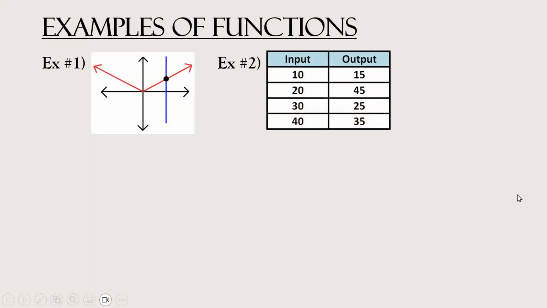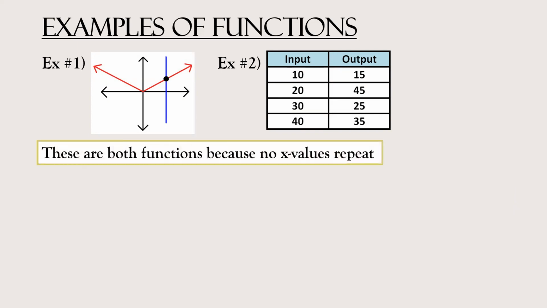Here's some examples of functions. So we've got a graph and we've got a table. Both of those are functions because no x values repeat in either example. So for the graph, the vertical line test is only going to pass through the graph one point at a time. So that means x values don't repeat. There's no points lined up vertically. And then for the table, you're checking for any x values that repeat in the input column, and none of them do.